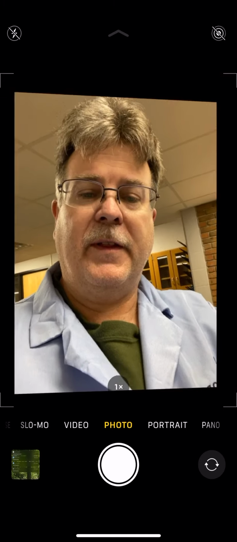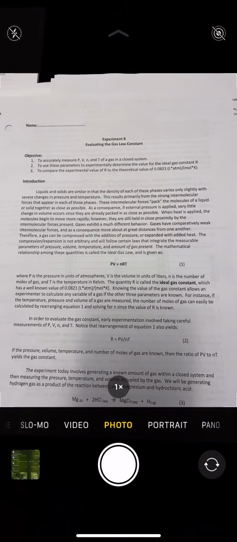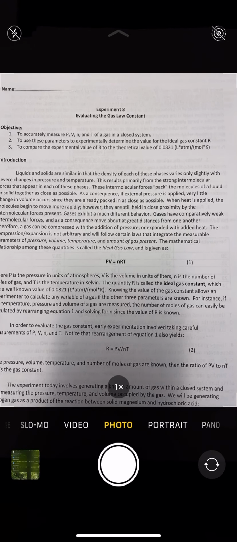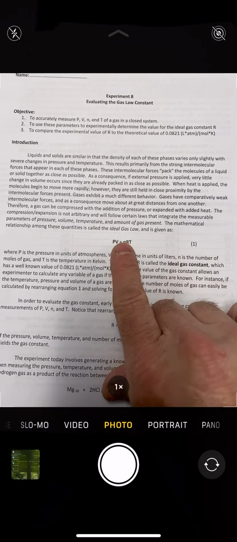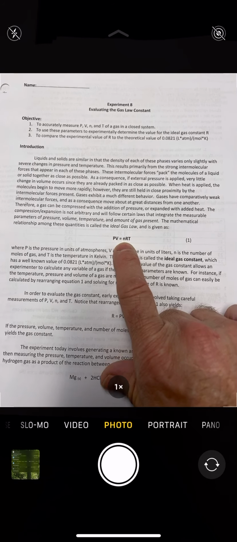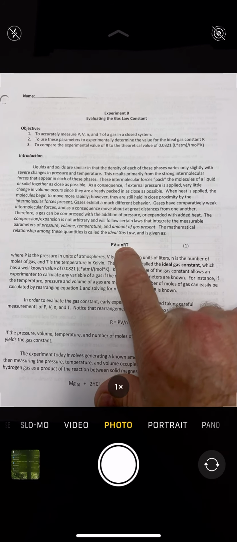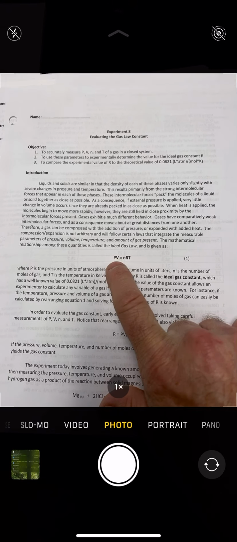So let me turn around the camera here. It's going to be a bit challenging because sometimes I need two hands and I've got to hold this phone. So experiment 8, evaluating the gas laws. You can see right here we're going to use PV equals nRT, and we're going to calculate R. So we need pressure, volume, moles, and temperature.